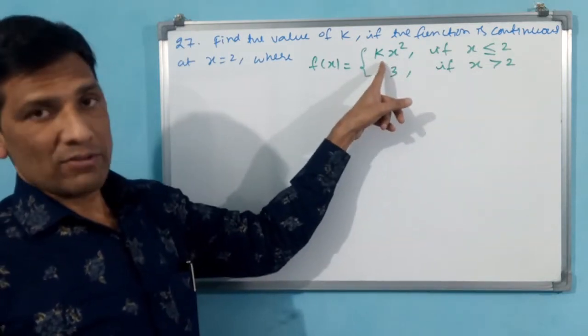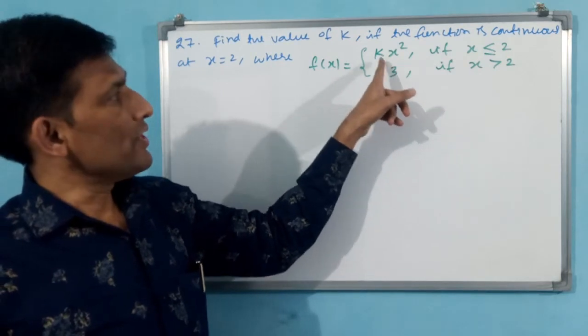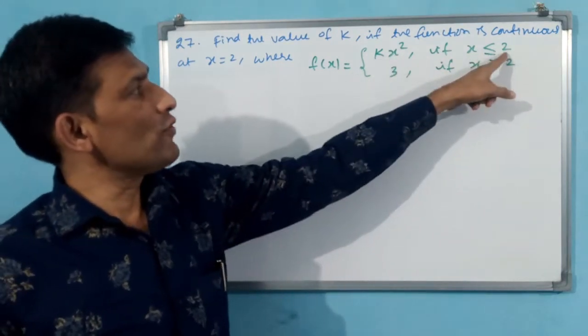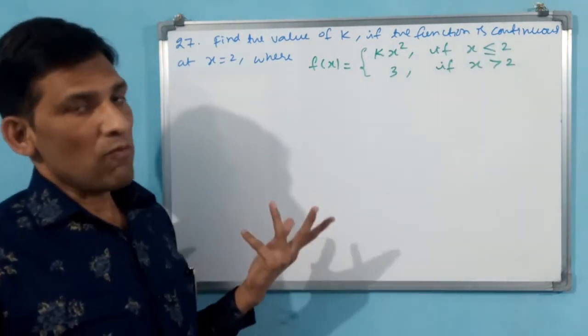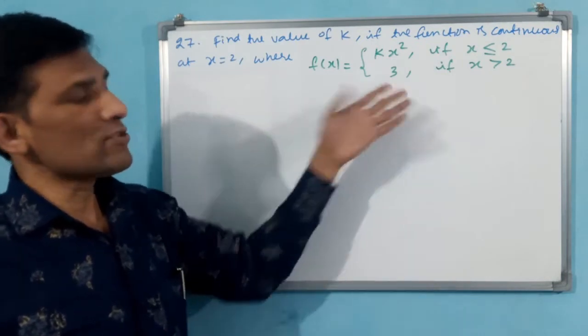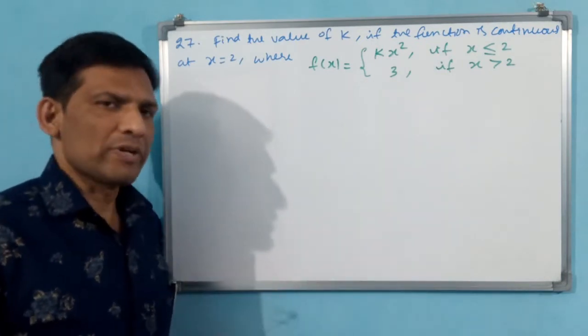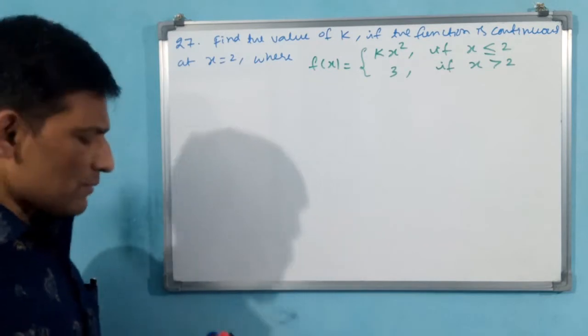3 is equal to kx square. K value, x value, what you are going to take? You are going to take 2. 2 square, 4. 4k is equal to 3. Like that you have to take. Okay, very simple. Let us proceed further.